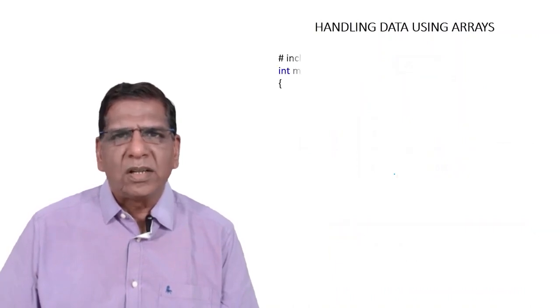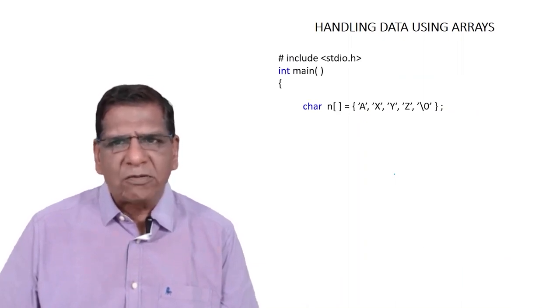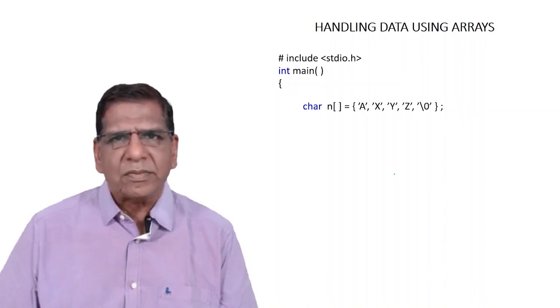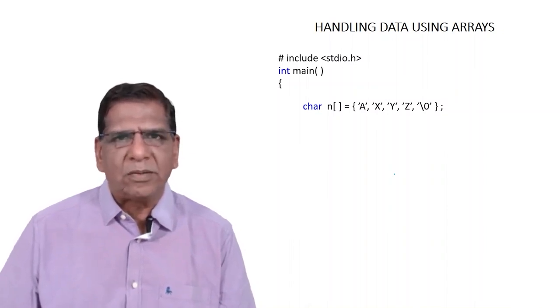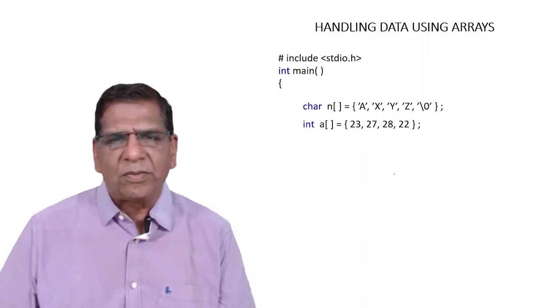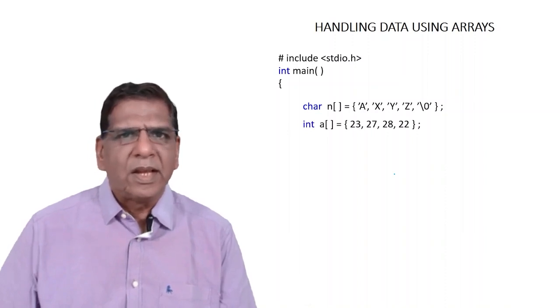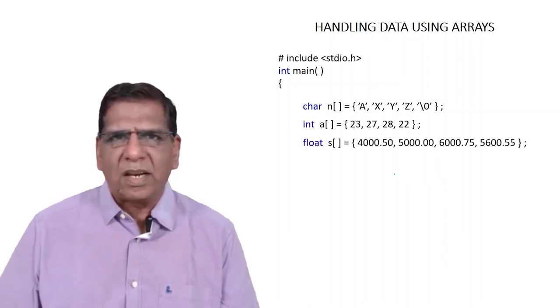I'll have to do what? Within main, I'll have to create a character array having A, X, Y and Z as 4 records or 4 names. Followed of course with a \0 because char array we know always ends with a \0. Then create another array of integers storing the ages of 4 different employees and then float salary again having 4 salary values.